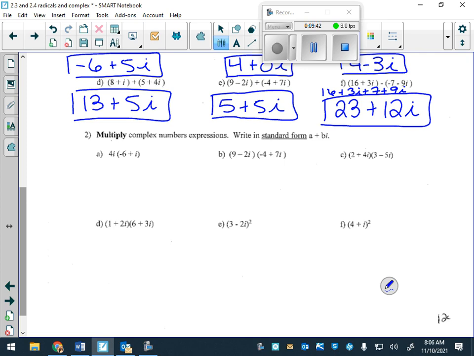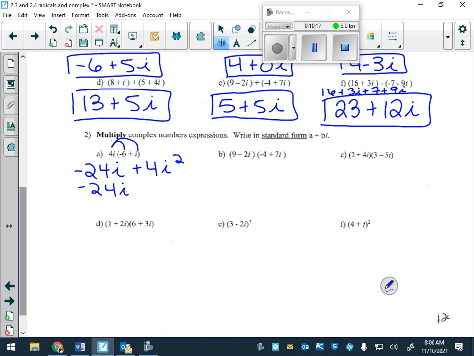All right, so now when we multiply, we are distributing, or FOIL, okay? So what do you think is going to show up here? Let's see. 4i times -6 is what? Yeah, Mia. Negative 24i. Then I have 4i times i, which is 4i squared. But what do we know about i squared? It's equal to negative 1.